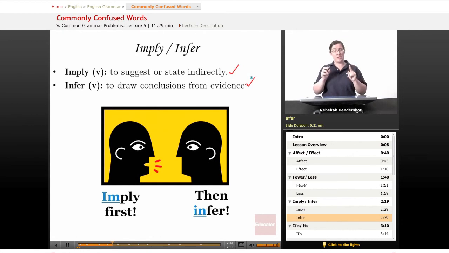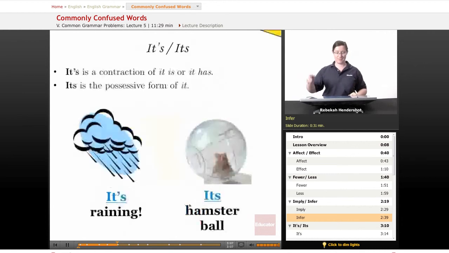The way you remember which one is which, remember that they go in alphabetical order. Imply, I am, has to happen before infer. Imply, I imply something as I speak, and you, listening to me, you infer based on the evidence that I've given you. Someone has to imply before someone else can infer. So, remember that they stay in alphabetical order in time.